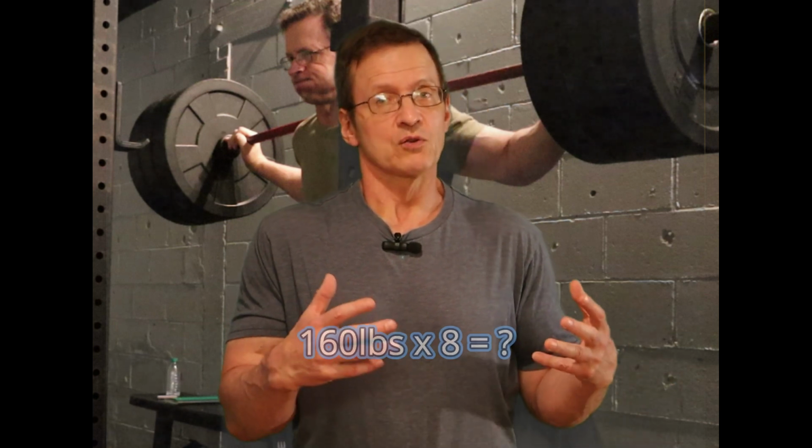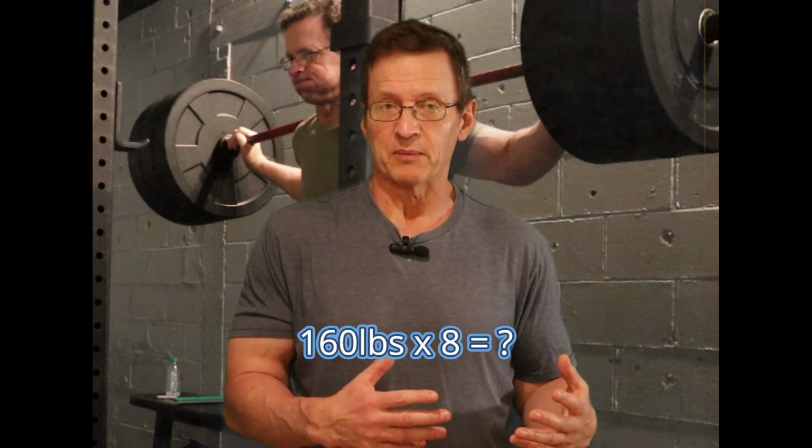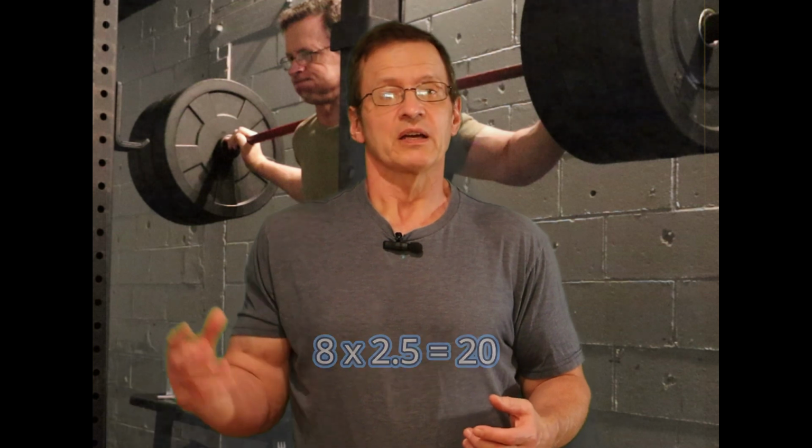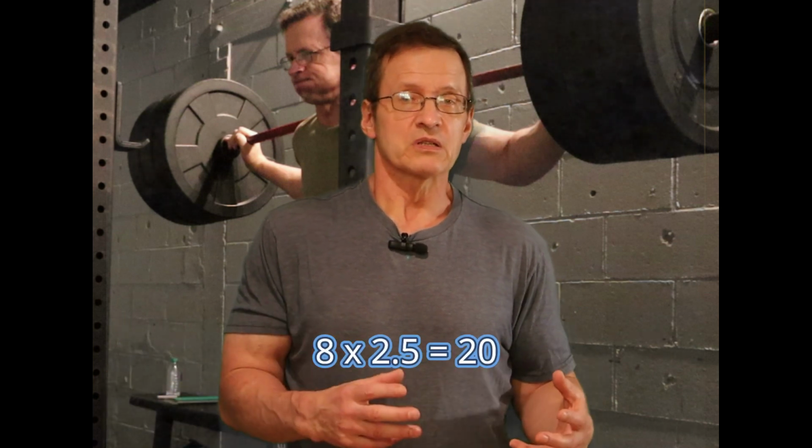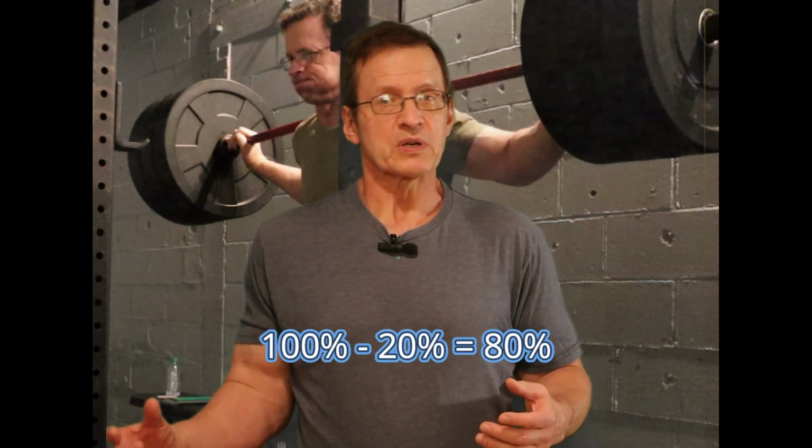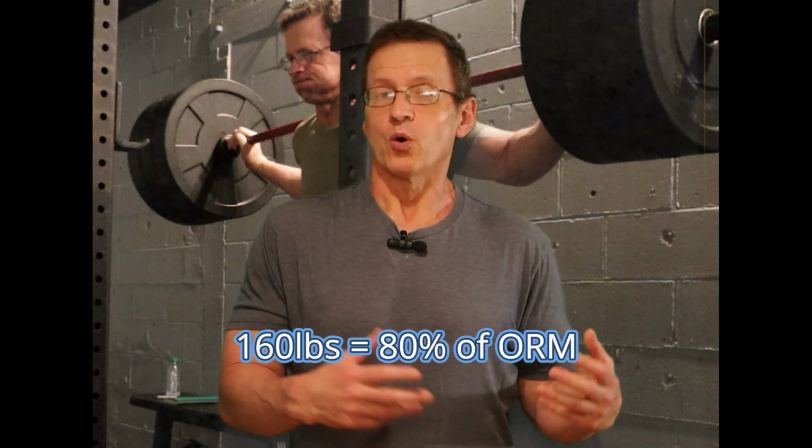What that means is, say you do 160 pounds and you do a multi-rep max and you get 8 reps. 8 times 2.5 is 20, which means that 160 pounds is 20% less than your 1 rep max, or 80%. Now, most people have no trouble at all going from their 1 rep max and saying, I want to lift an 80 or 90% weight. You just multiply the decimal and you got your number.